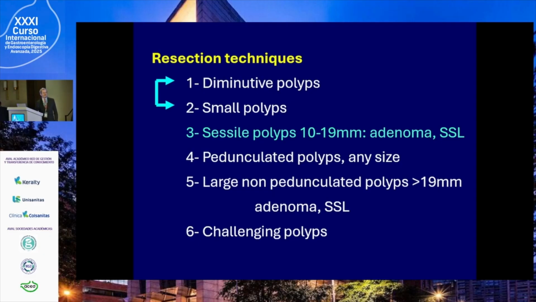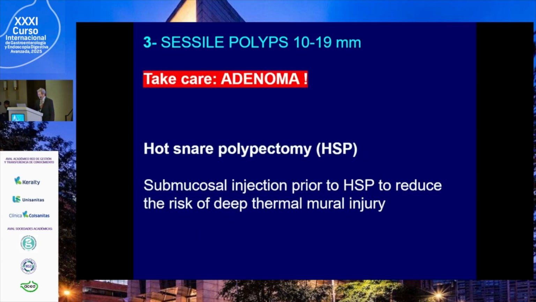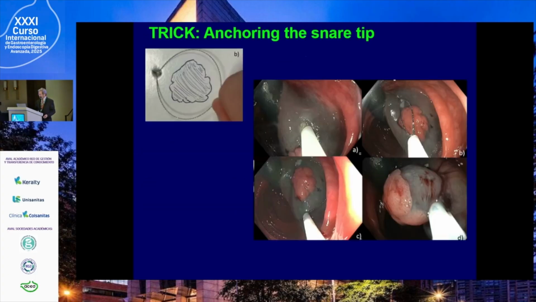EMR. So hot snare polypectomy, okay? So equivalent to mucosal resection with diathermy. And submucosal injection is interesting to avoid the risk of deep thermal injury, okay? Except if you do underwater, but I will explain underwater later.